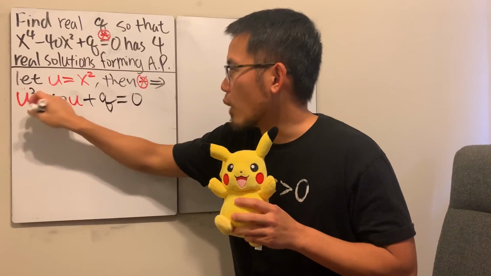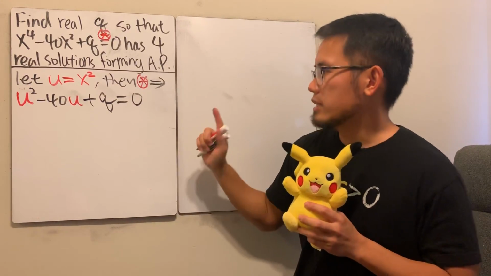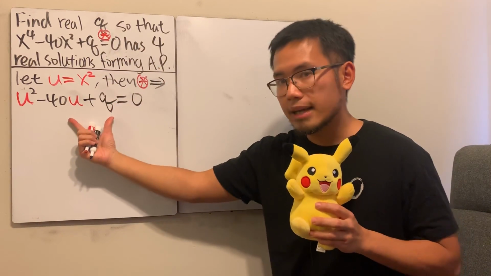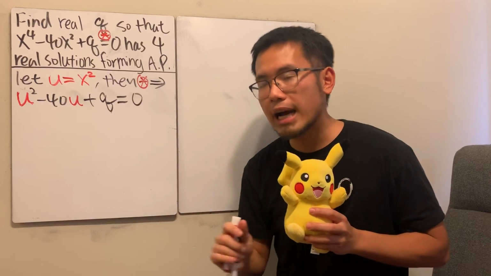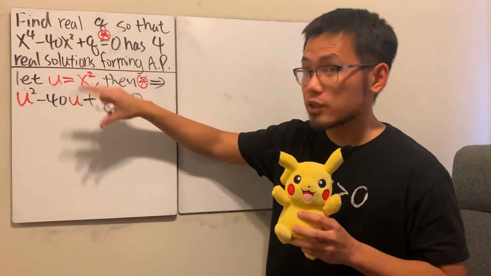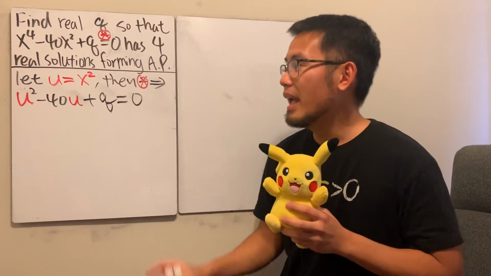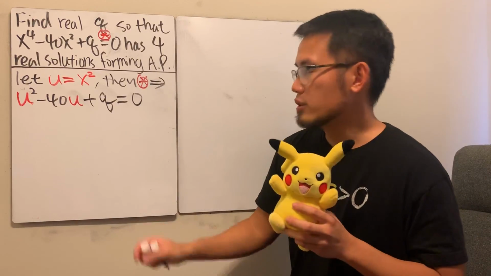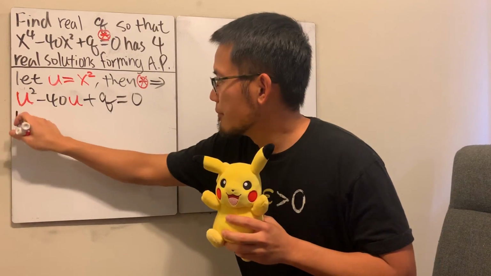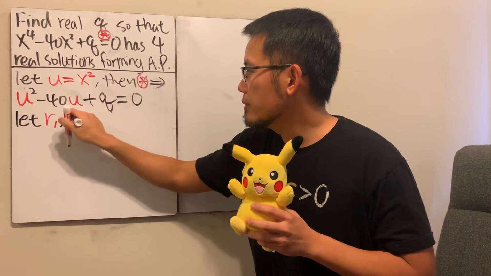And here we have a quadratic equation now. It's much easier to deal with, right? And of course, there's a connection between the solutions here and here. This has just 2 solutions, and we have to make sure that these 2 solutions are both positive, because later on we will have to take the square root of the solution to get the solutions of the original. And also the solutions of course have to be real. So let me call the solutions R1 and R2.